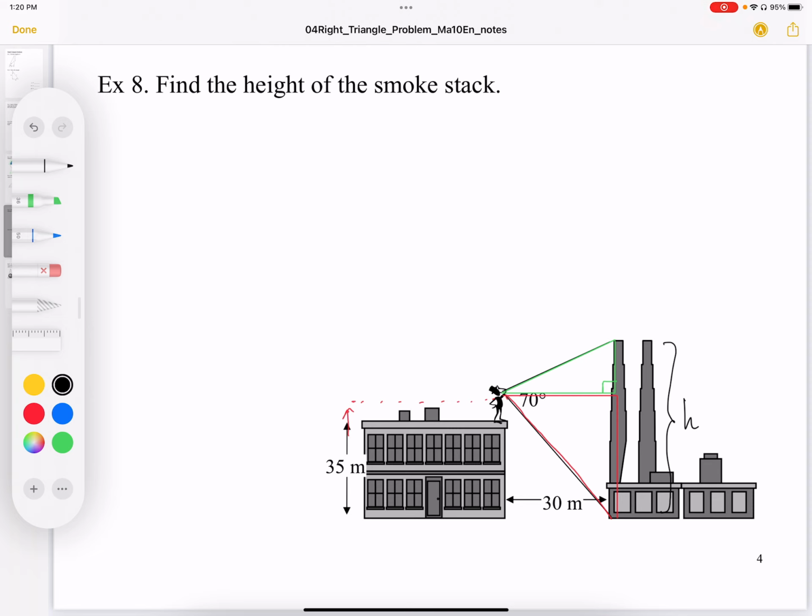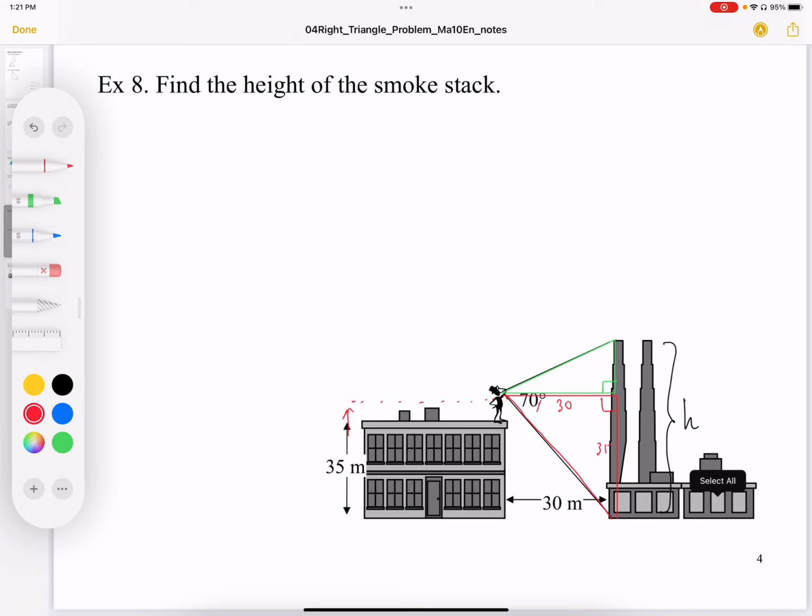So there's going to be the vertical height of the red triangle plus the vertical height of the green triangle. So we need to split this up into two separate triangles to be able to solve. I've got that red triangle, and it is a right angle triangle, and I have the vertical height and the horizontal run of that red triangle. So I'm just going to write it in here. It's going to be 30 meters and 35 meters.